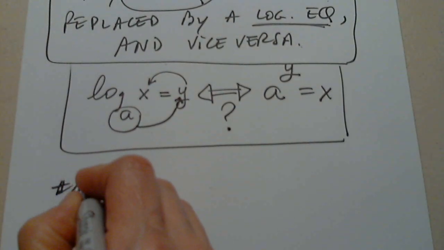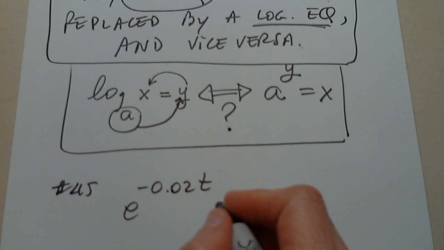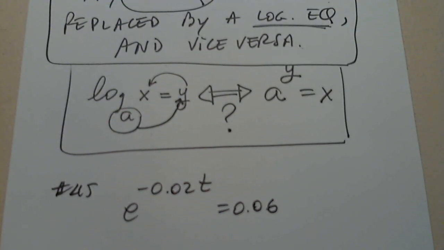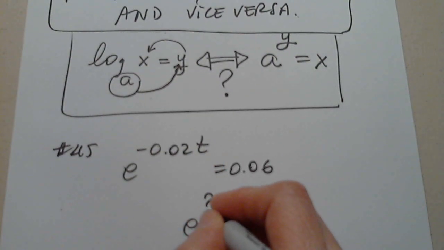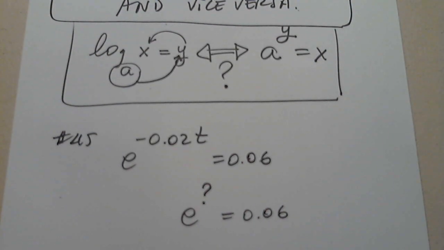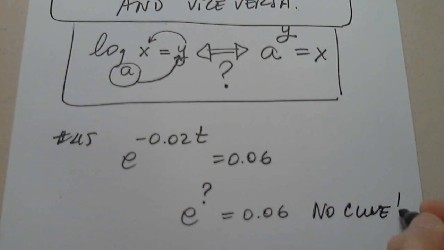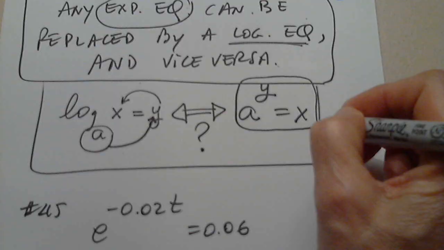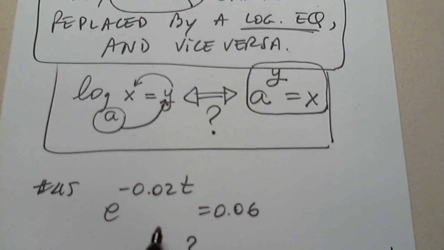So in 45, we have e to the negative 0.02t equals 0.06. If you ask me, what are you going to raise e to get 0.06, even if my life would depend on it, I will never know. No clue. None whatsoever. But this is an exponential equation. I can change it into a log. If I change it into a log, I will be able to solve it.